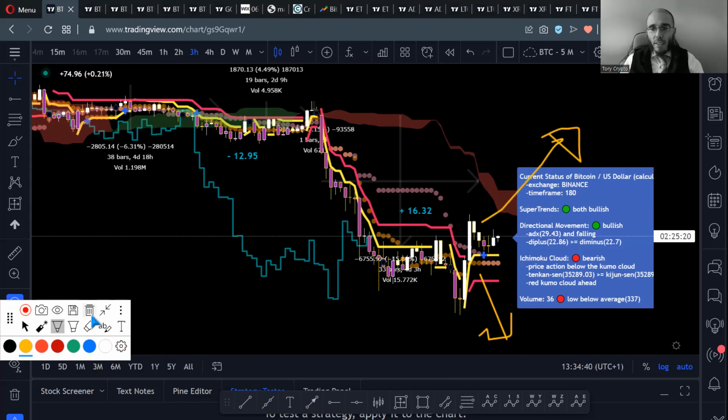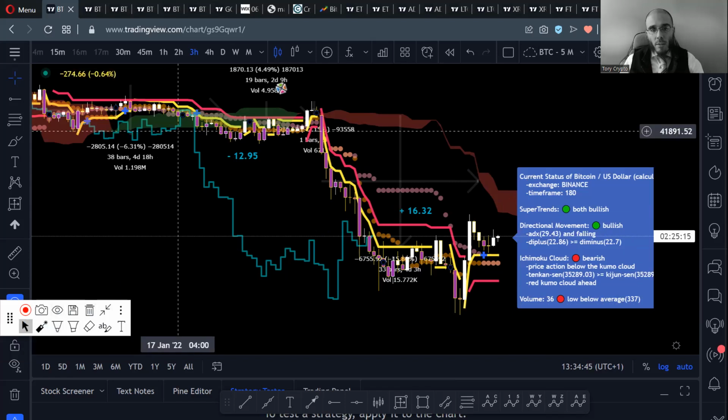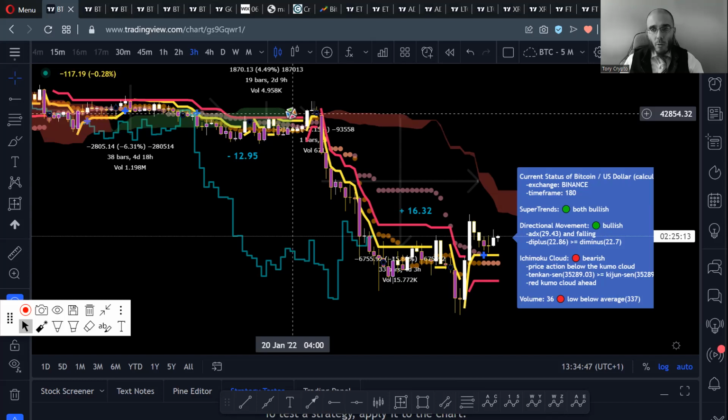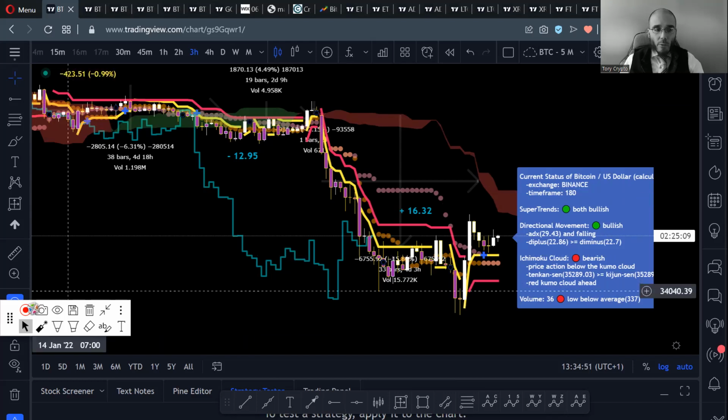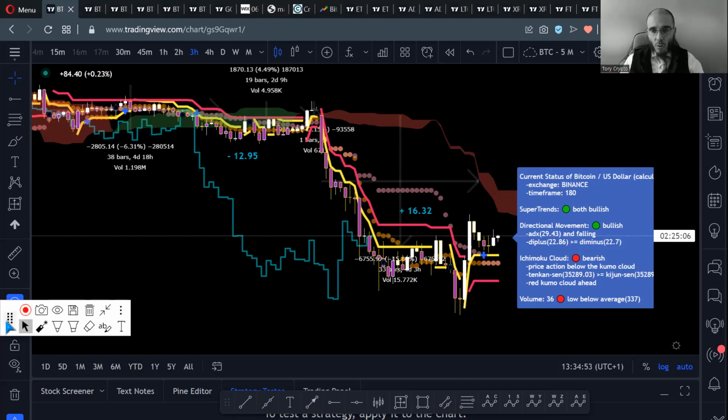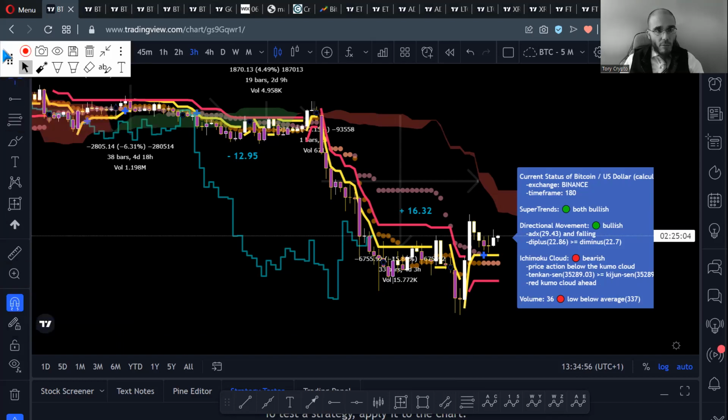That's why I think it is a good idea to combine them, because if you don't do it, you will have a lot of losing trades, and the losing trades will eat away from your winning trades. That's what I wanted to explain to you. I hope I was clear enough to show you that.